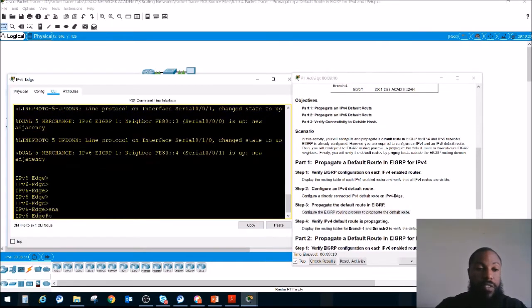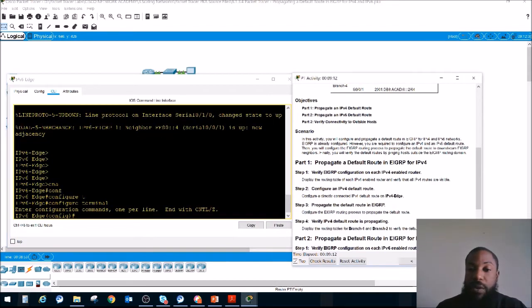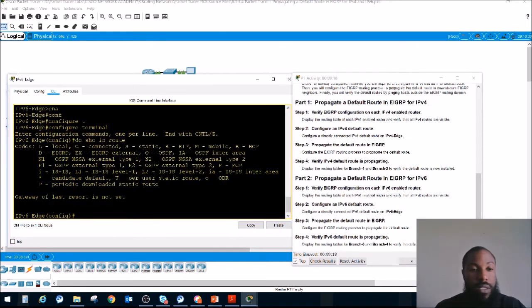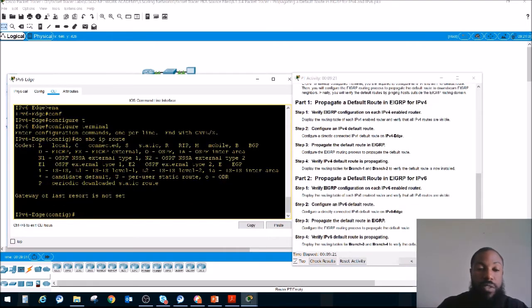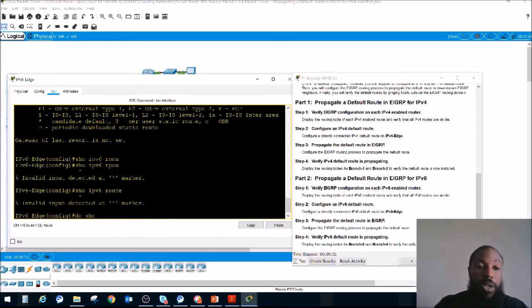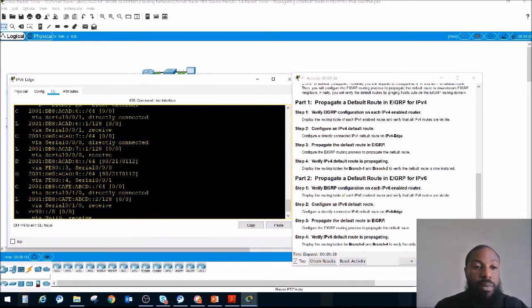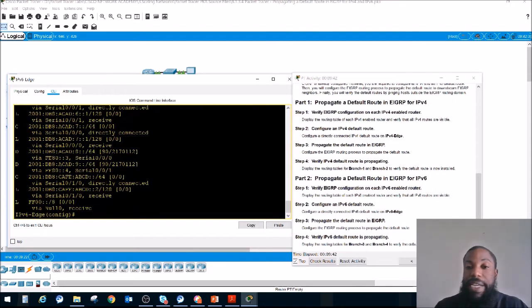Let's do the same thing on IPv6. Enable, configure terminal. First thing they want us to do is display the routing table. Do show IP route. Oh, you see there's nothing there, right? Know why? Because we need to see the IPv6 routes. Do show IPv6 route. And there's our routes right there. Pause it, freeze frame if you want to. We need to configure a directly connected IPv6 default route on IPv6 edge.